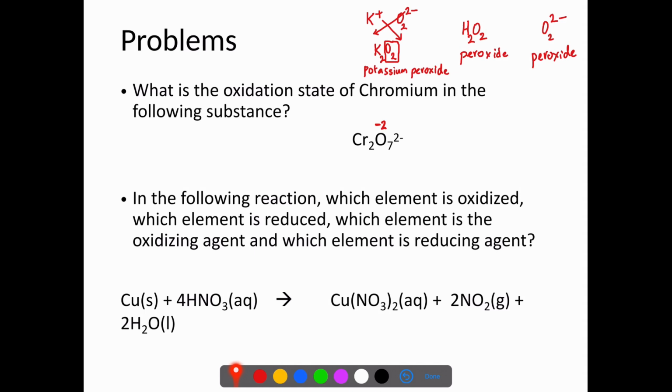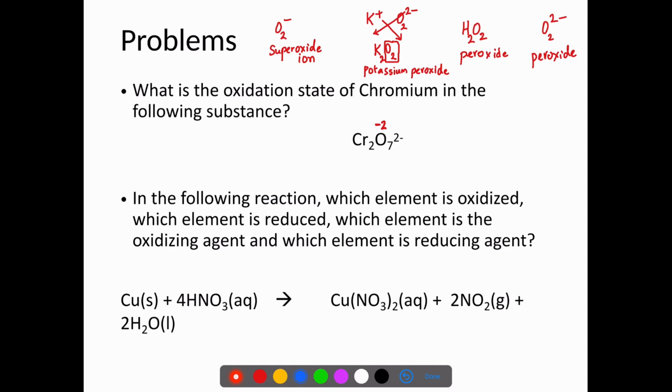Okay, so except in peroxides and superoxides, you can look up what a superoxide is. Basically, it's O2 negative. This is superoxide ion. So except in superoxides and peroxides, oxygen is always assigned -2. Okay. Now what should be chromium's oxidation state?